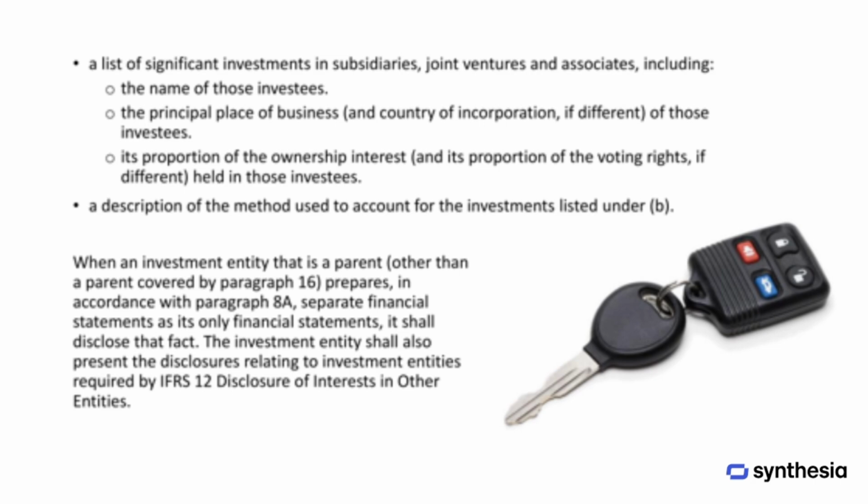An entity must provide a list of its important investments in subsidiaries, joint ventures, and associates. This list should include the names of those entities, their main locations and countries of incorporation, if different, and the percentage of ownership interest held by the reporting entity. If the ownership interest differs from the voting rights, those proportions should also be disclosed. Additionally, the entity should explain the method used to account for each of these investments.